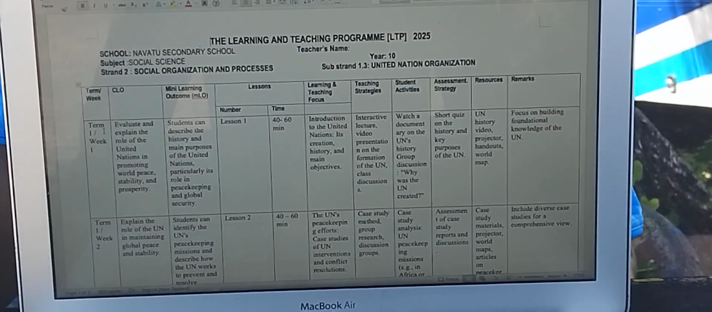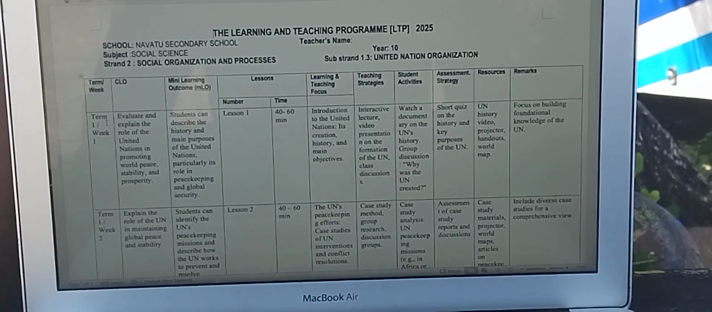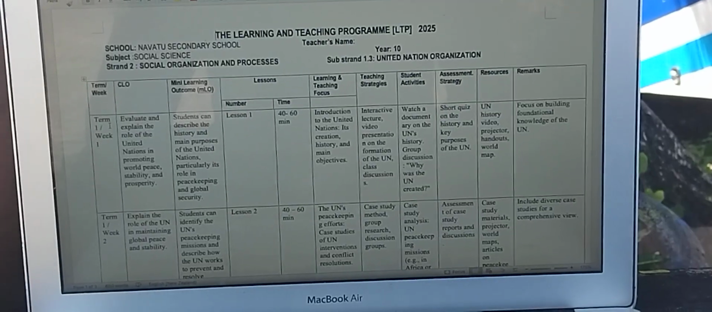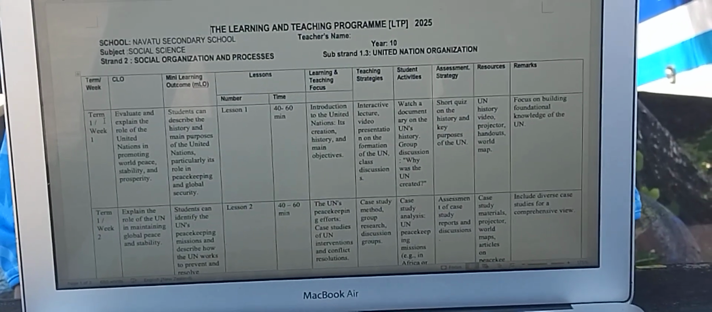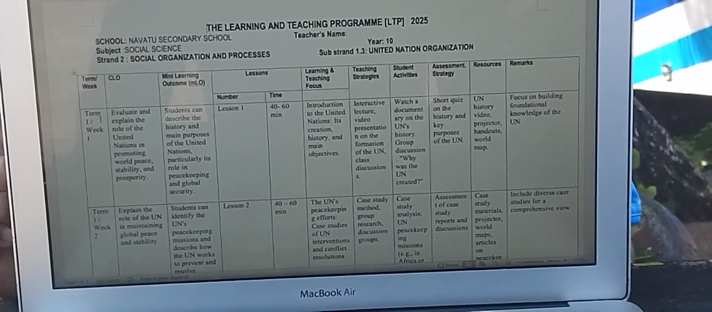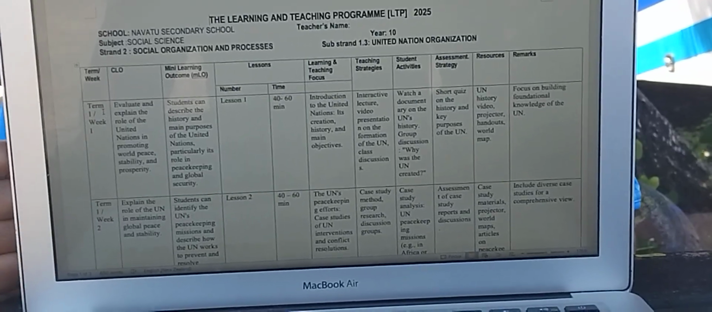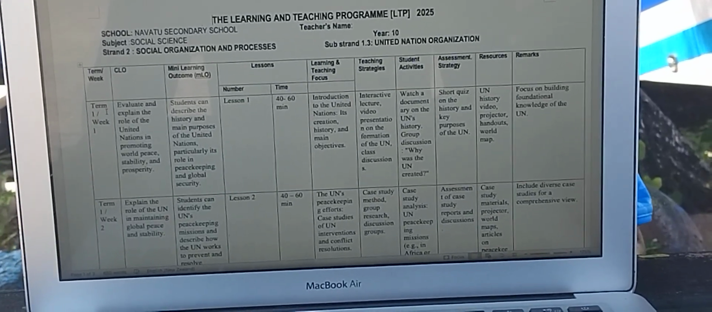They will be covered in lesson one. The time allocated for them is 40 to 60 minutes. The learning and teaching that will be focused on is the introduction to the United Nations and its creation, the history, and its main objectives.